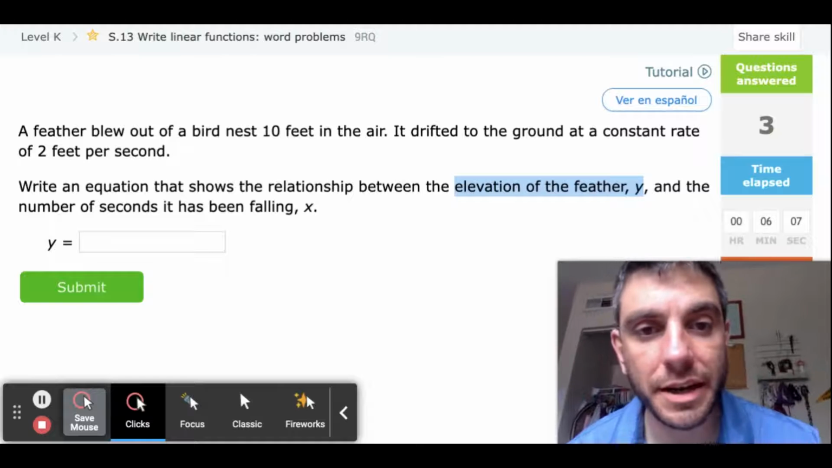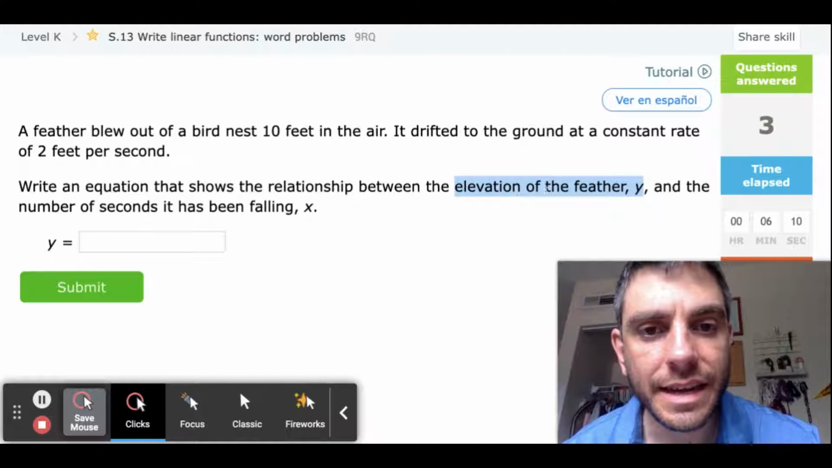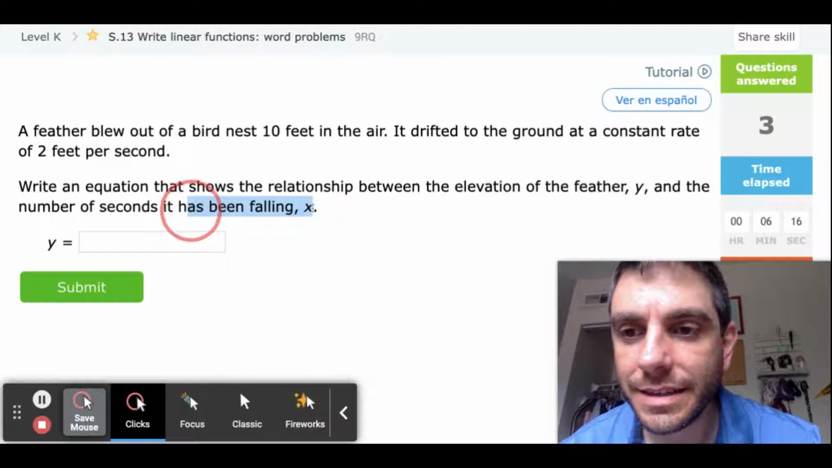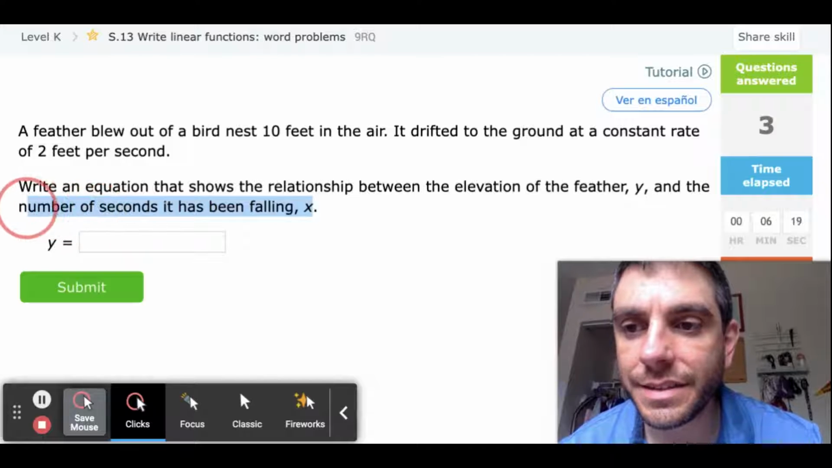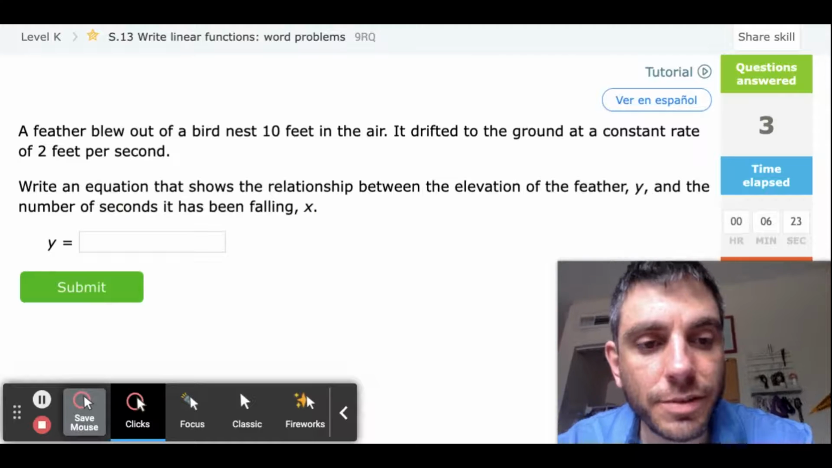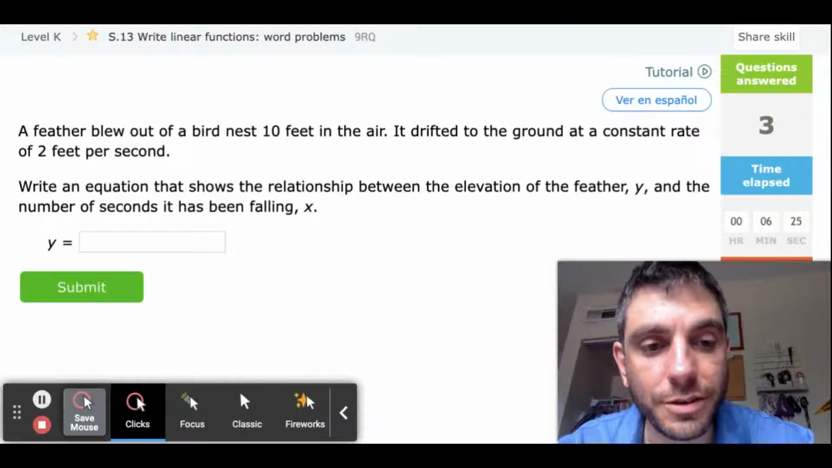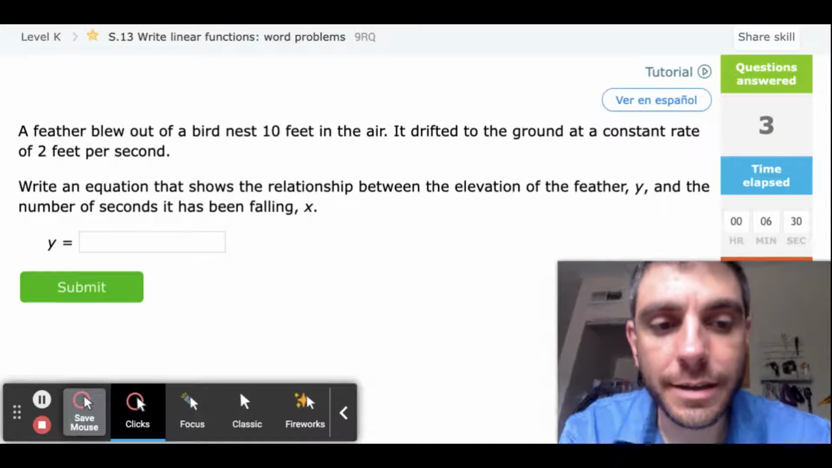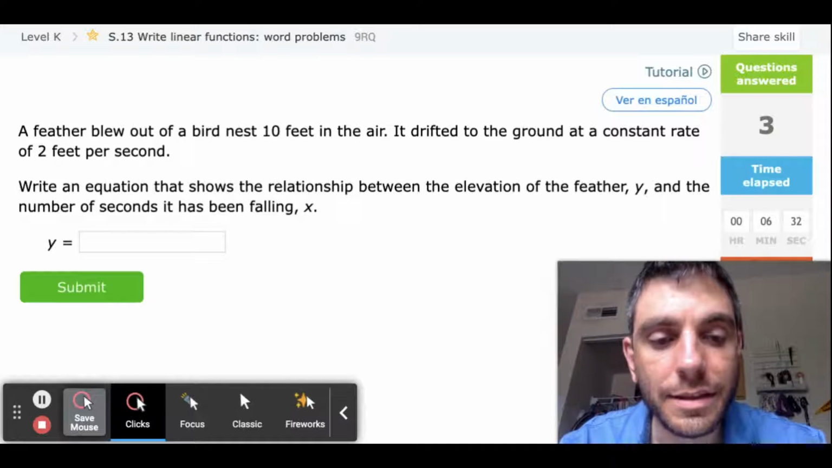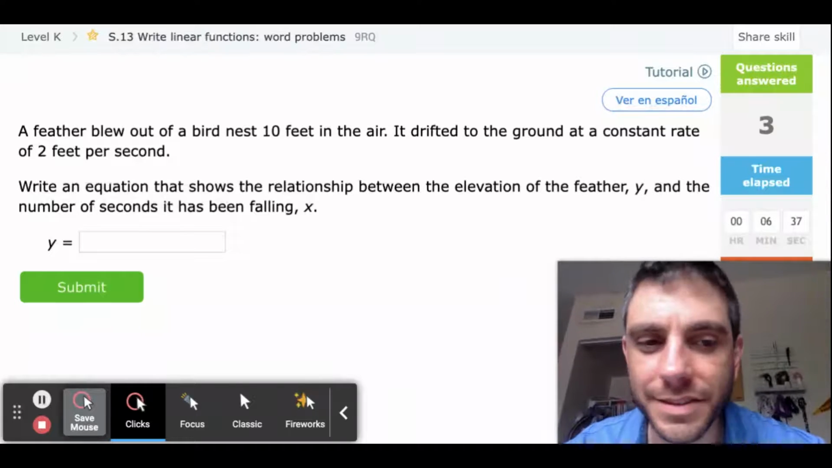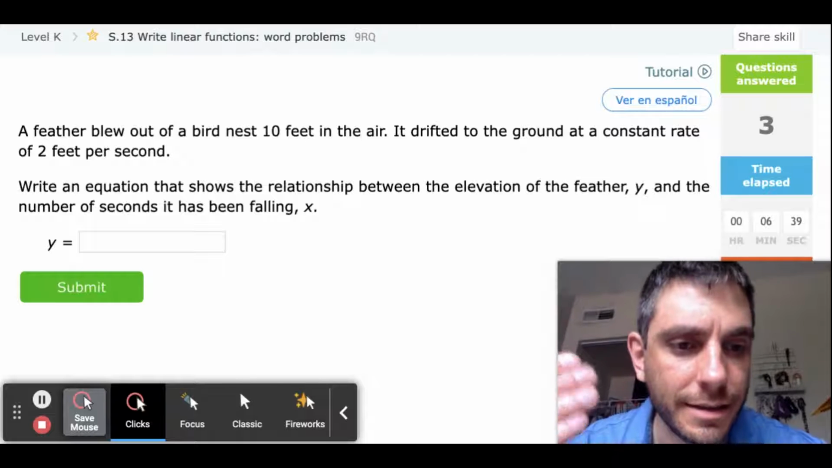In this question, Y is abbreviating the elevation of the feather, and the letter X is abbreviating the number of seconds it has been falling. A lot of times they will explain what a letter like that is abbreviating in a very similar way. On the GED test it would usually tell you the meaning of the letter Y and the meaning of the letter X, because Y and X are always used, but they change meaning every single question.